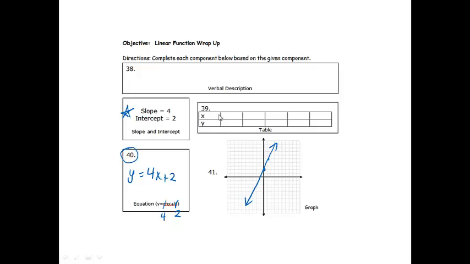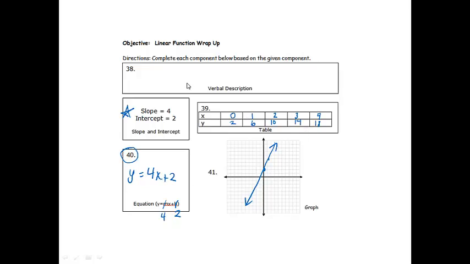And then my table, I can pick any x's that I want. I think I'll just pick 0, 1, 2, 3, 4. And probably the easiest way, if I go to my equation, if x is 0, 4 times 0 is 0, plus 2 is 2. If I plug 1 in, 4 times 1 is 4, plus 2 is 6. If I plug 2 in, 4 times 2 is 8, plus 2 is 10. If I plug 3 in, 4 times 3 is 12, plus 2 is 14. And if I plug 4 in, 4 times 4 is 16, plus 2 is 18.